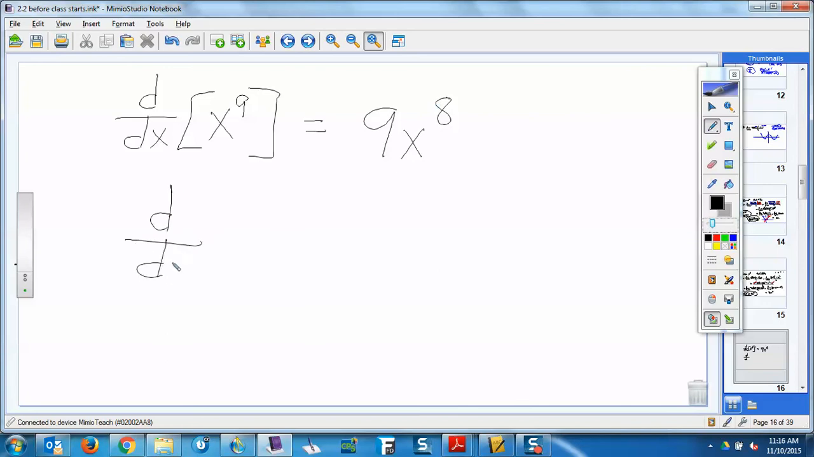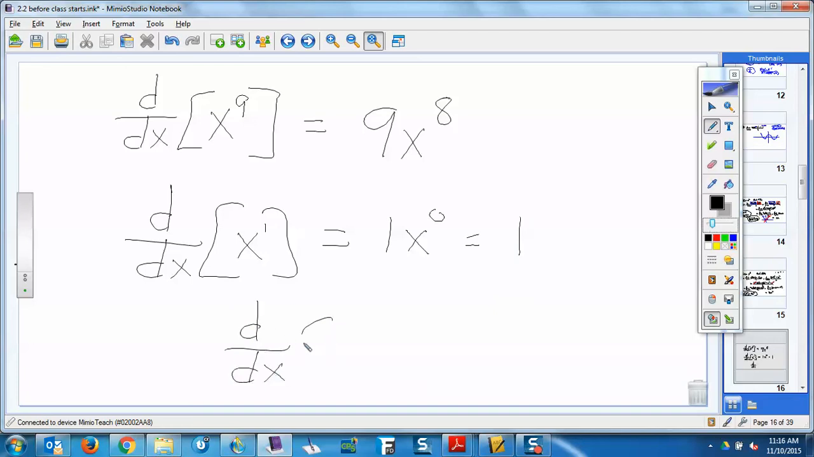Let's try this one. What's the derivative of x? Now, wait a minute. That's just a line. y equals x. What's the slope of y equals x? 1. So we know that already, right? We know the derivative of x is 1, because we know that's a slope. Well, according to our little rule we think we've come up with, we would bring a 1 down in front, and then this would be x to the 0. Oh, did we? What's the derivative of 7? Well, what's the graph of y equals 7?